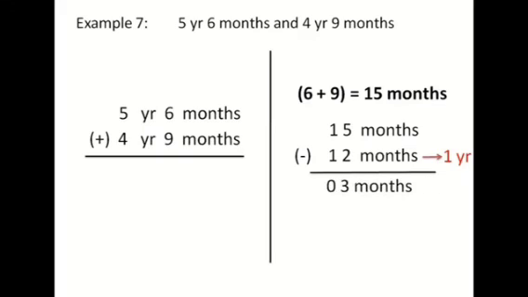The difference you are getting here is 3 months and 1 year will be carried over. So in the column of months you will write 3 months, and for years 4 plus 5 plus 1 means 10 years. So it will be 10 years 3 months.